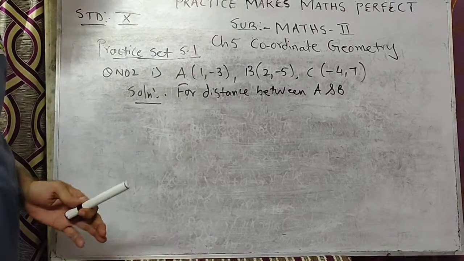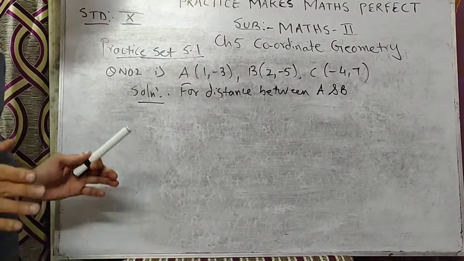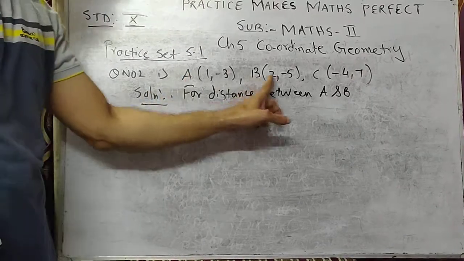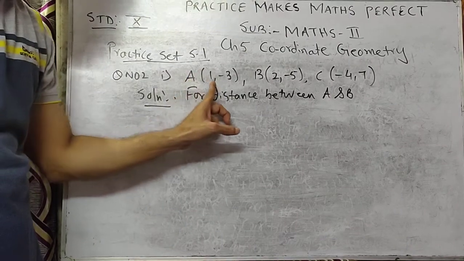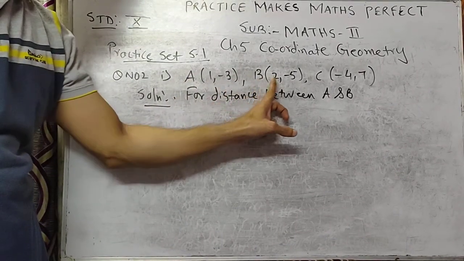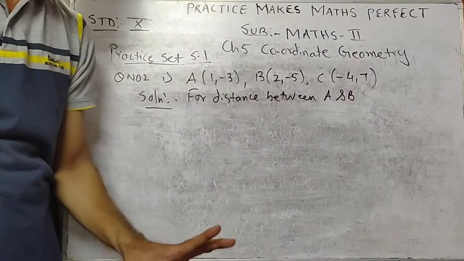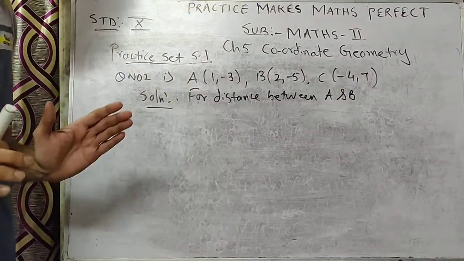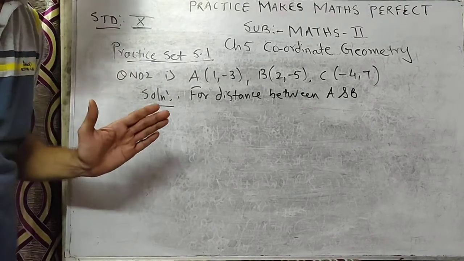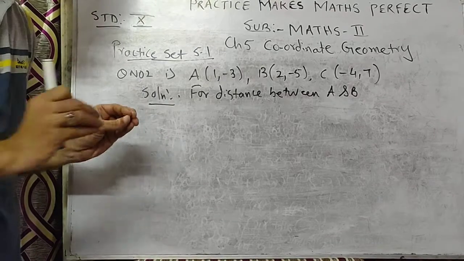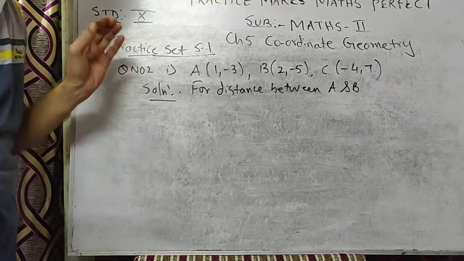Now my dear students, come to question number 2. Determine whether the points are collinear. These 3 points are collinear or not. A coordinate is 1 comma minus 3, B coordinate is 2 comma minus 5, C coordinate is minus 4 comma 7. Now here we have to show whether the points are collinear or not. Collinear points are those points which lie on a straight line.